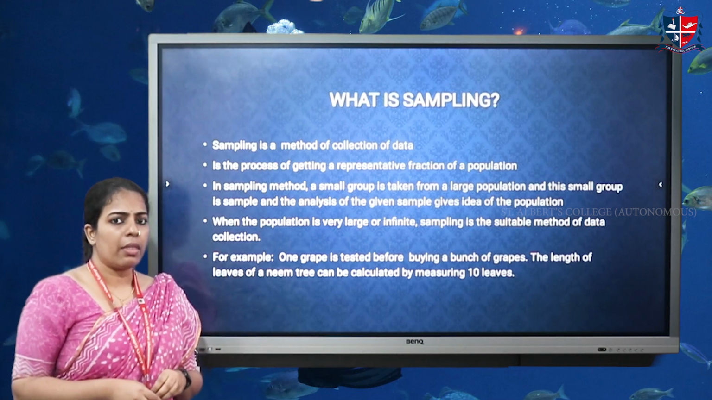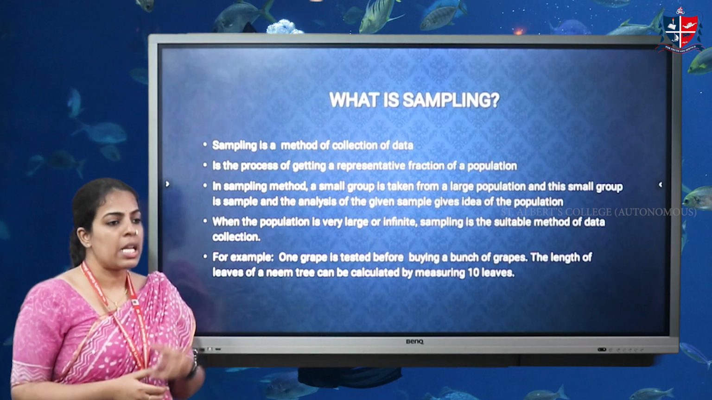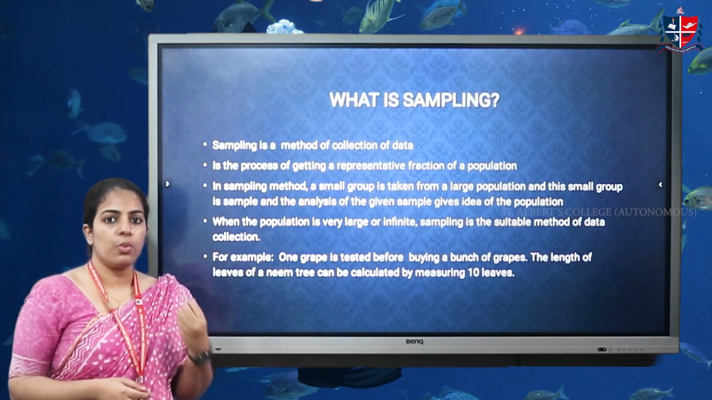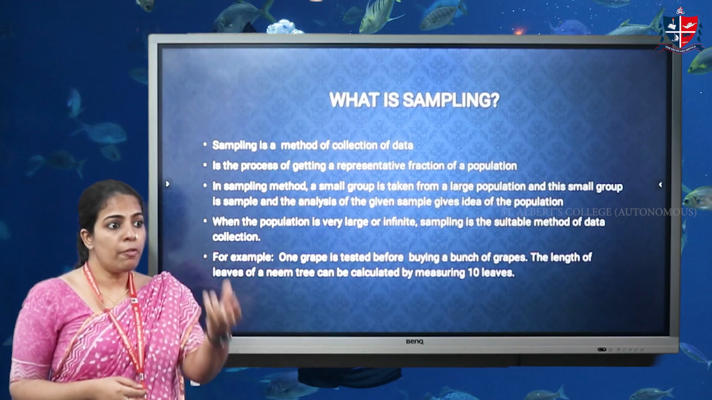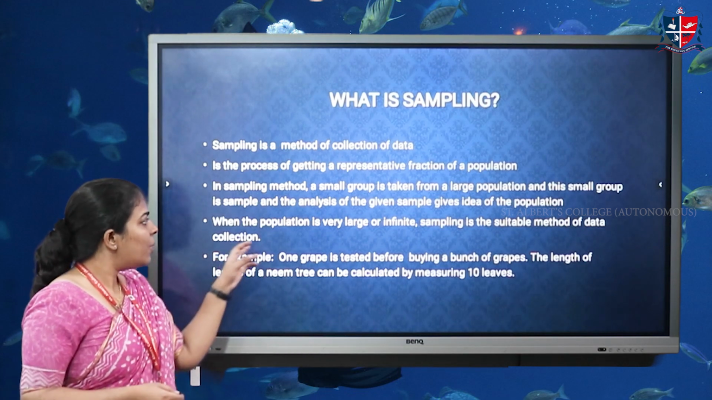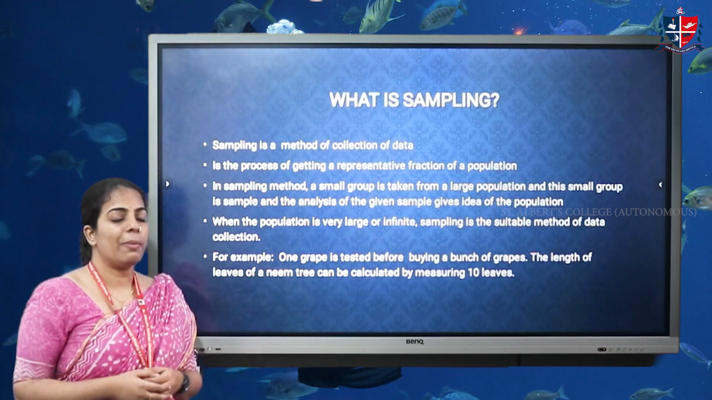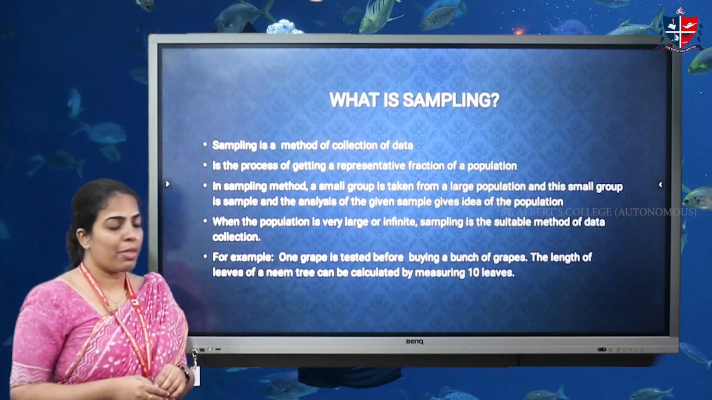So in a sampling method, a small group of sample is collected from a large group of population, and that particular small fraction of information or data that is collected is what is called a sample. When the population is very large or infinite, sampling is the best suitable method for doing it.